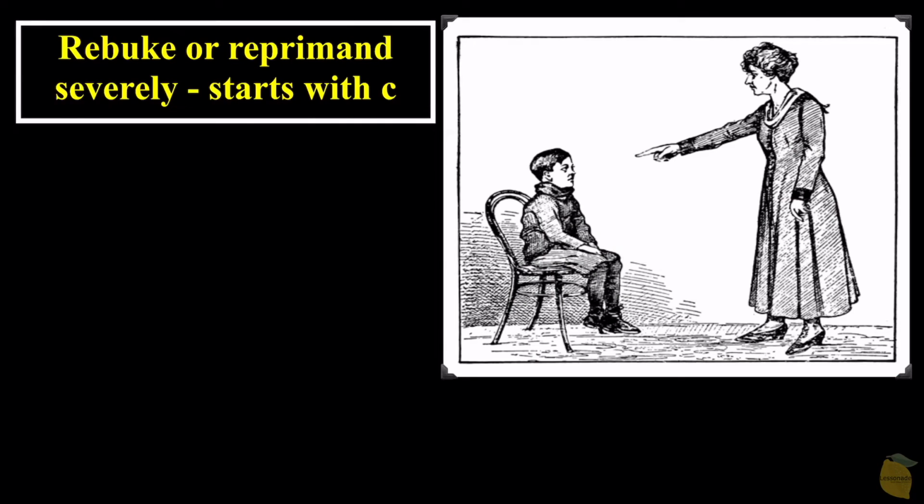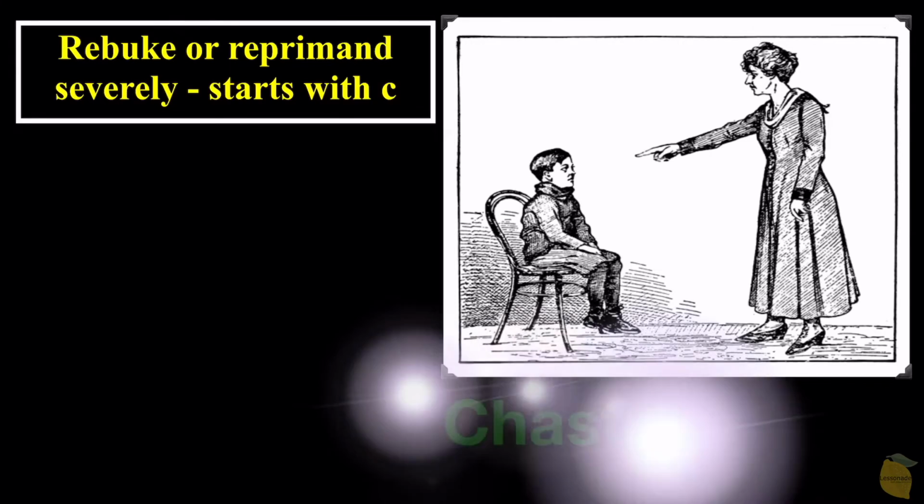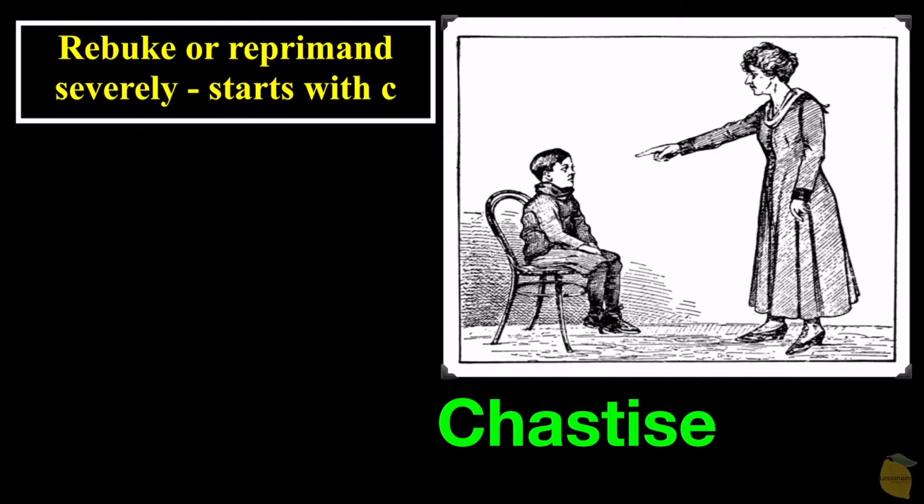Rebuke or reprimand severely starts with C. In this picture, we can see a mum telling off a child for something he has done wrong. So the word is chastise. Let's go on to the next one.